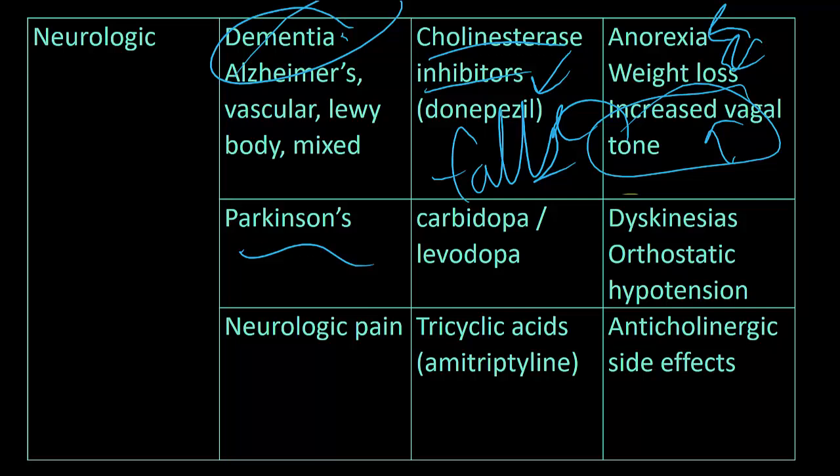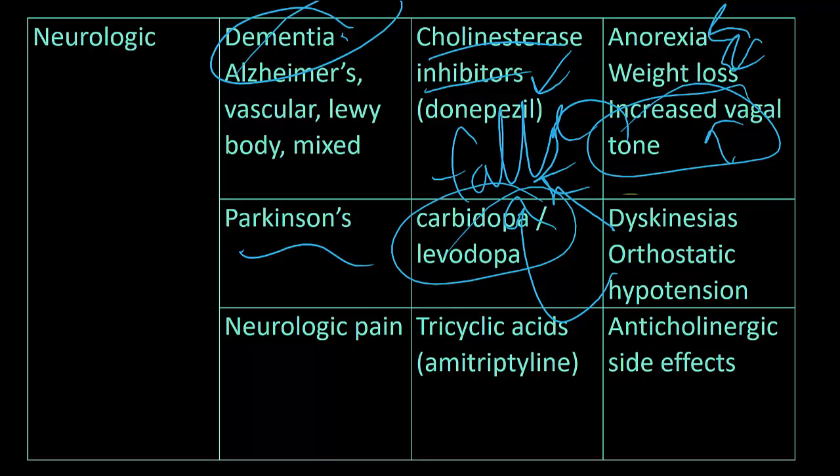Parkinson's is also quite common in the elderly, and many of these patients will be on carbidopa and levodopa. Patients who are not taking their medications properly and are underdosing may have dyskinesias, which can lead to falls, and patients who are overdosing may have orthostatic hypotension, which can also lead to falls.